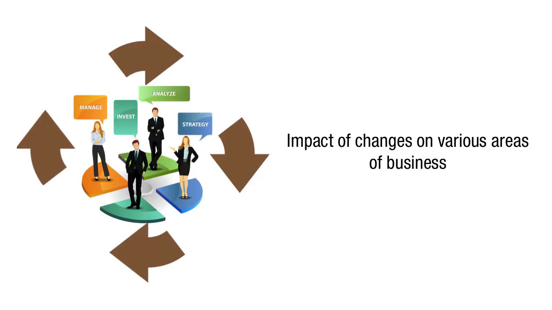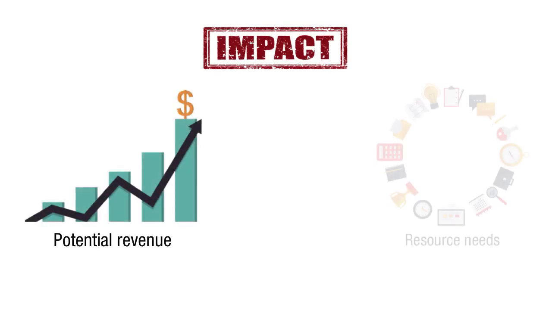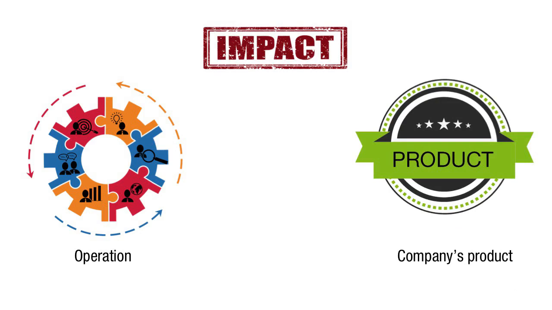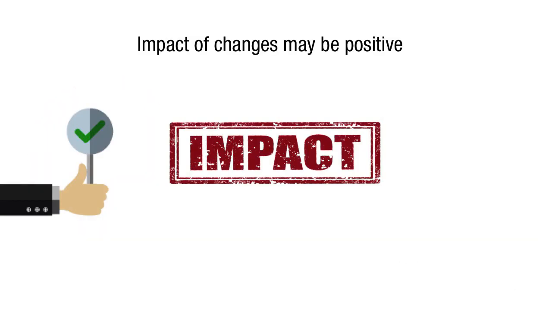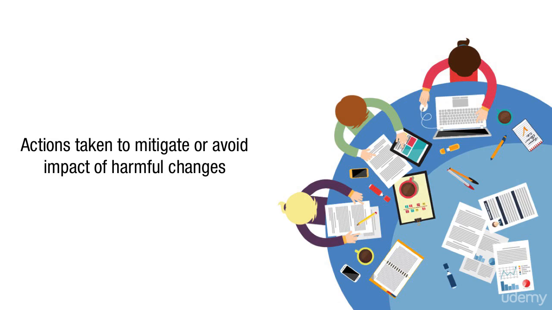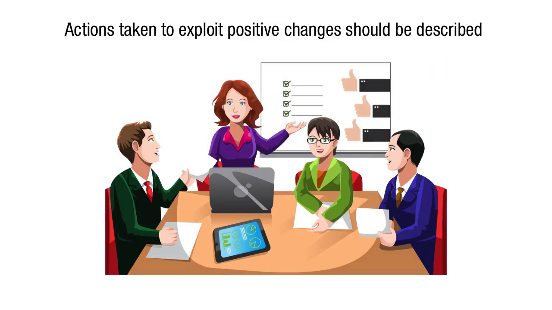2. Impact of changes. The potential impact of these changes on the various areas of the business, including potential revenue, resource needs, operational impacts, and impacts on the company's products, must also be determined. The impact of the likely changes may be positive or negative. 3. Actions to be taken. Actions that will be taken to mitigate or avoid the impact of harmful changes and exploit positive changes should be described.